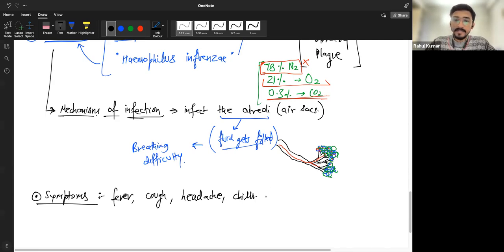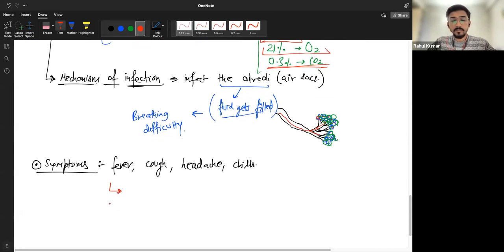And in severe cases, which I'm writing with the red one, so red symptoms are severe symptoms. If you cannot treat pneumonia in time, the lips and the nails become grayish blue, or bluish gray in color.